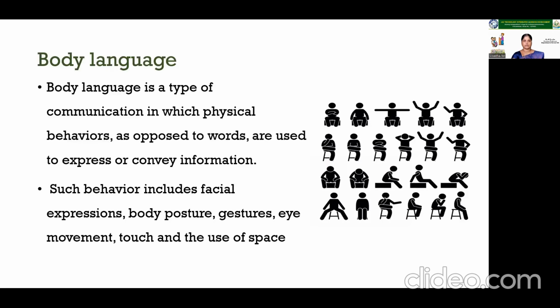The final one is body language. Body language is non-verbal communication involving body movement. People in the workspace convey a great deal of information without even speaking, through gesture, posture, and expressions.